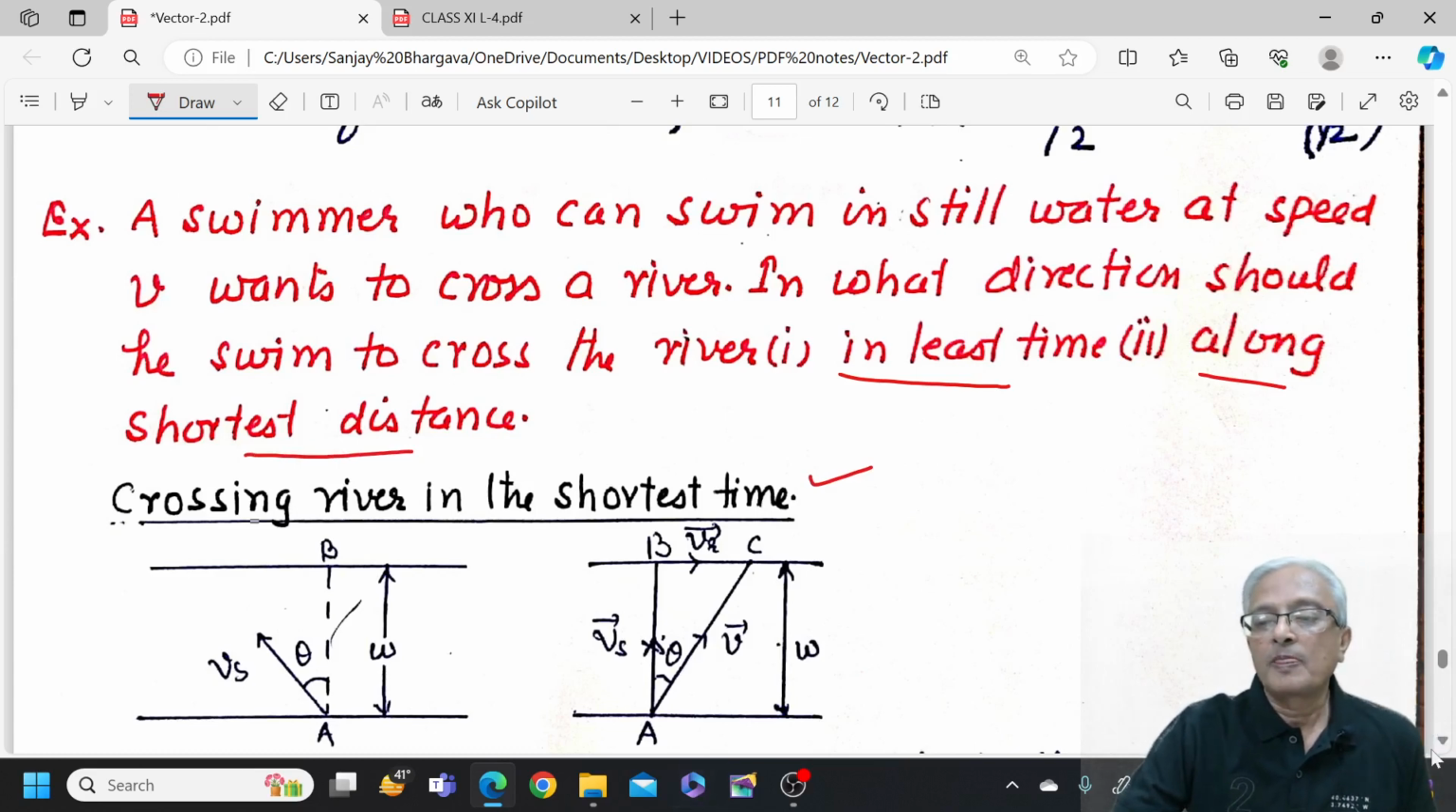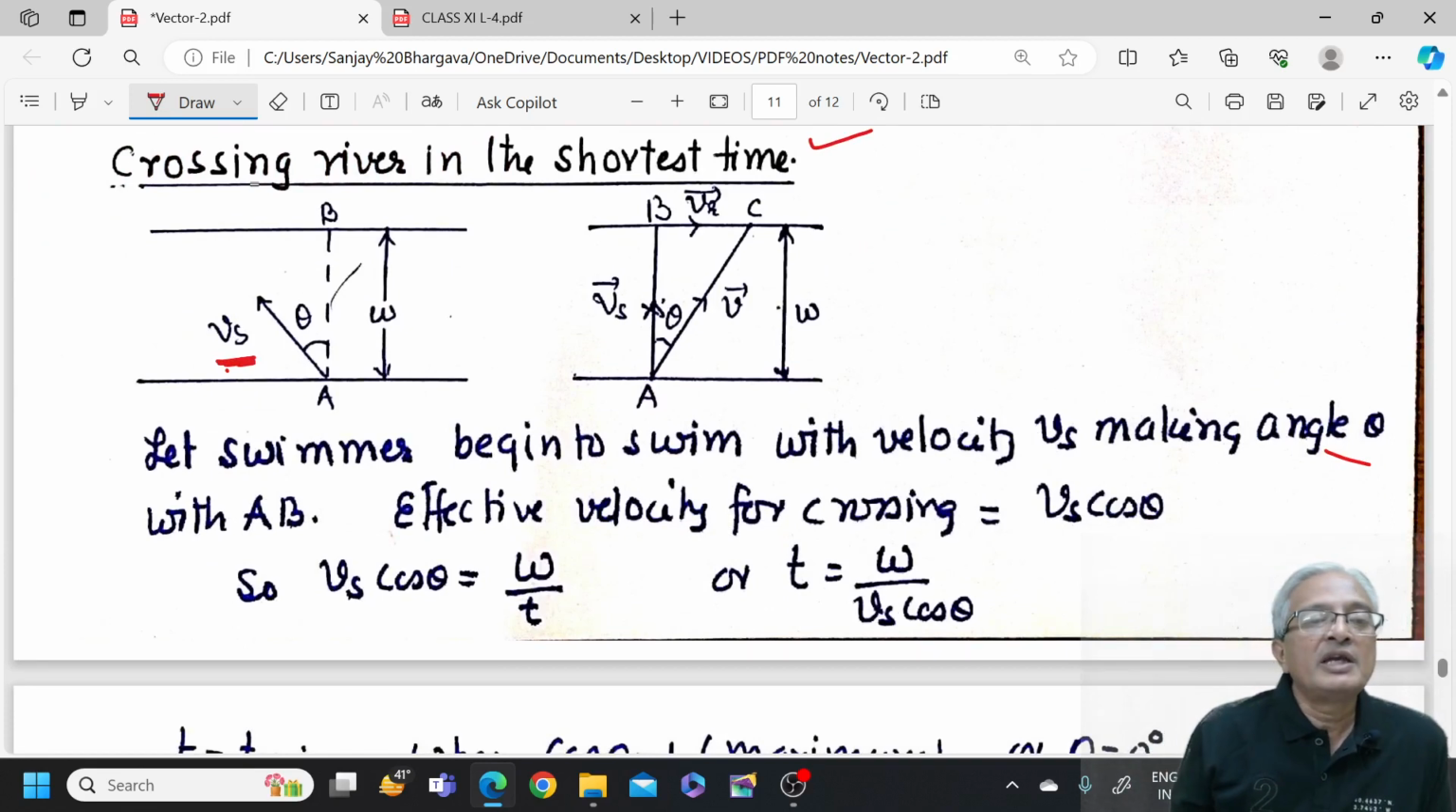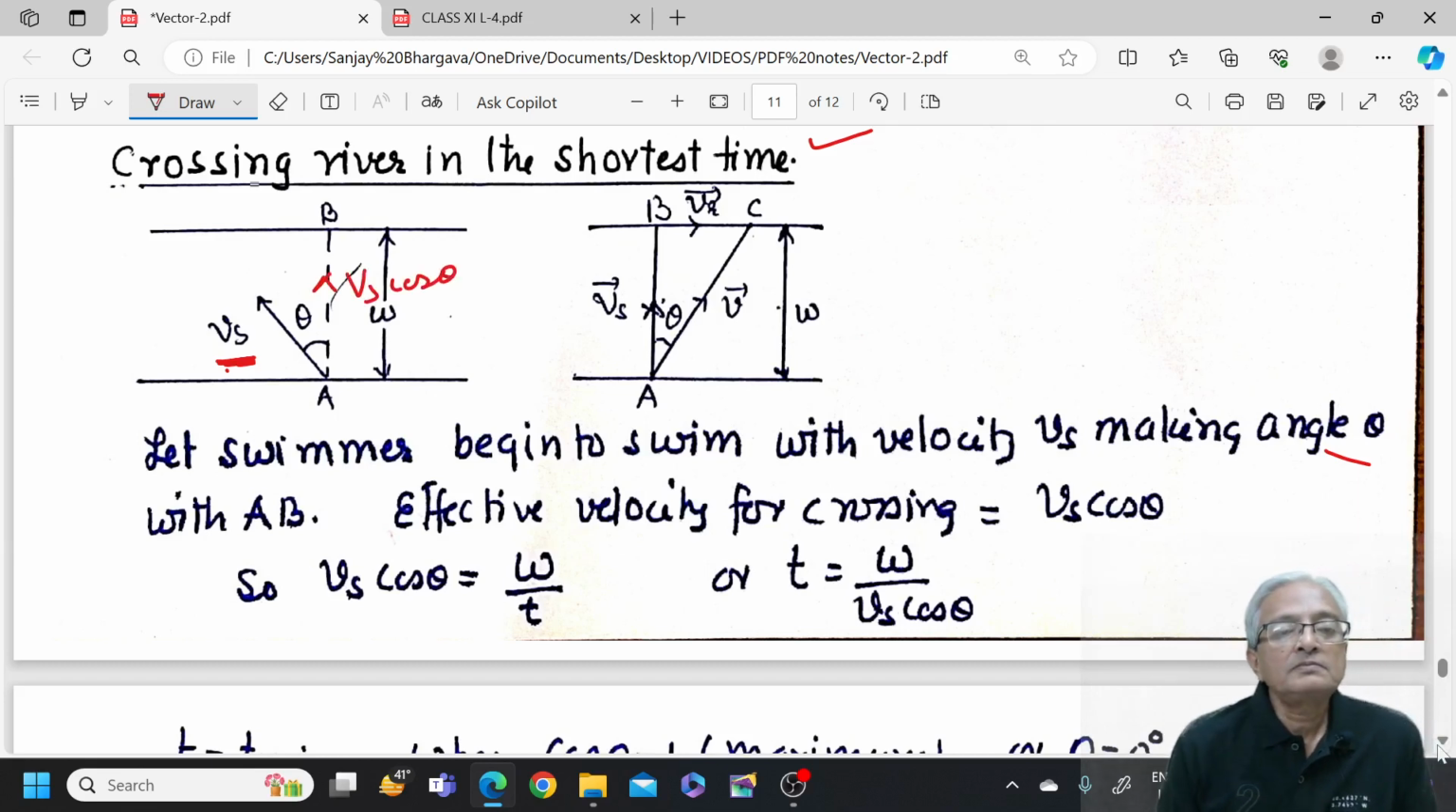Here, this is the velocity of the swimmer, Vs, making an angle theta with AB. The effective velocity for crossing, because of Vs, I can take a component here which would be equal to Vs cos theta. So Vs cos theta velocity would be equal to distance upon time. What is W? The width of the river. And what is the time taken to cross the river? T. So I can write T as W upon Vs cos theta.